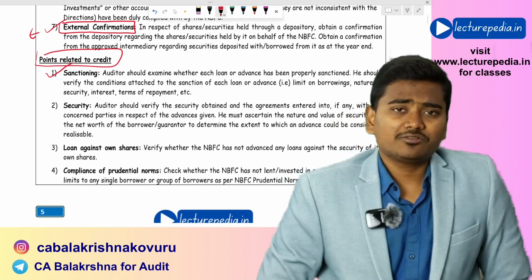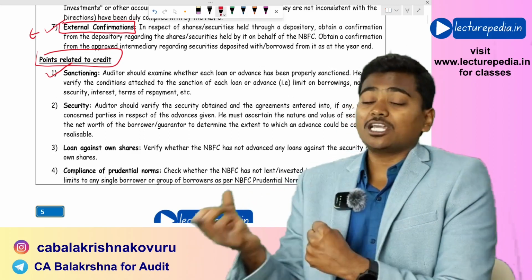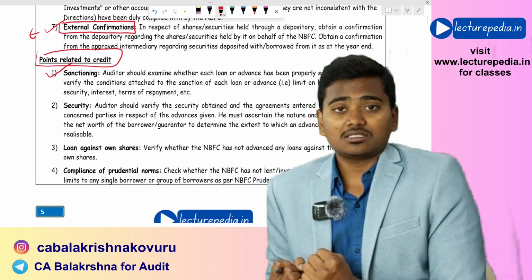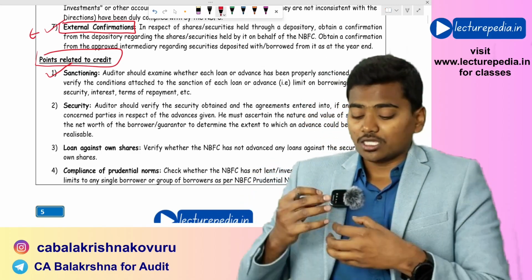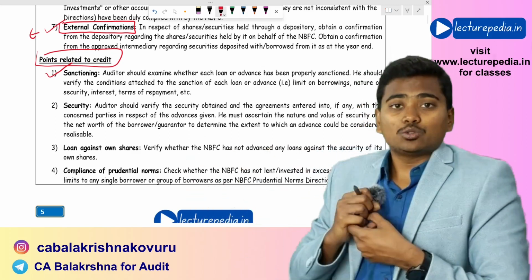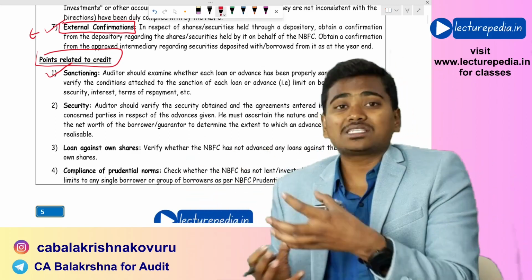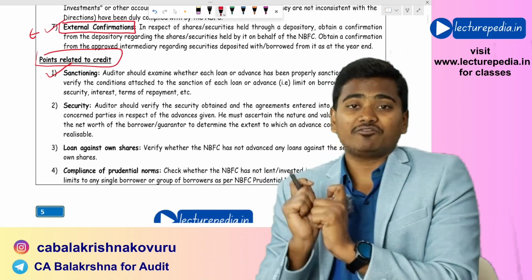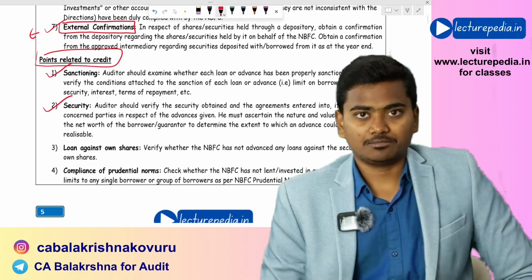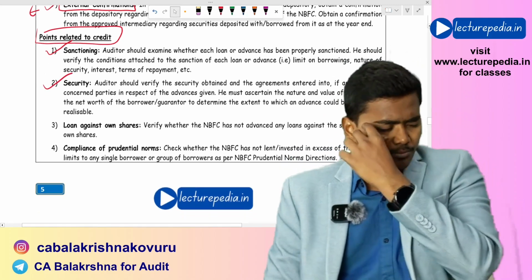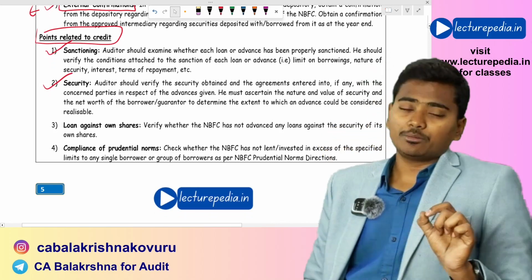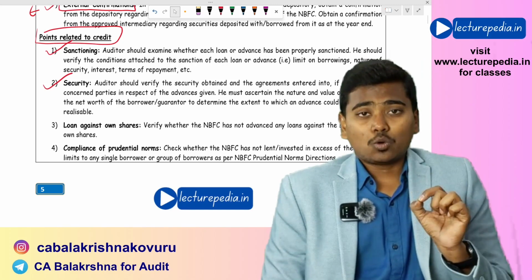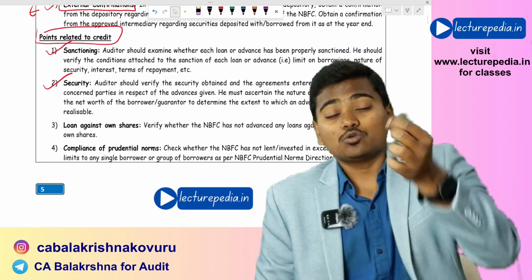Next important aspect with respect to loans is security. What type of security NBFC has accepted, whether the value of this security has reduced now, to replace that security, whether additional security has to be taken, whether proper charge has been created on that security, these aspects auditor needs to verify with respect to security. Next, another important point that the auditor needs to keep in mind while verifying these loans is the NBFC should not grant loans against the security of its own shares.